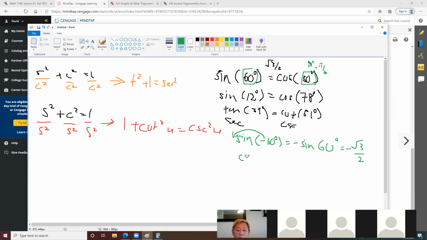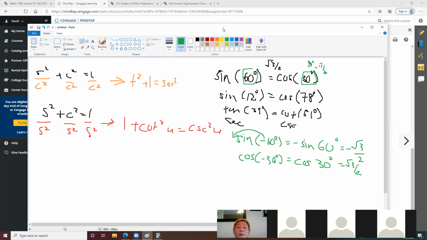But what happens when you have a cosine negative 30 degrees? Because cosine is an even function, this negative will disappear. So you do not need to pull it out. So what you have is just cosine 30 degrees, which in this case is root 3 over 2.